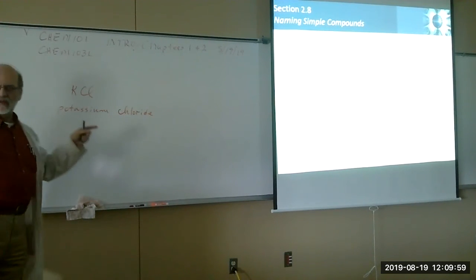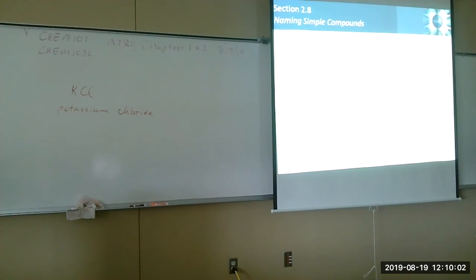That brings up another point. We mentioned that these symbols were either single letters or a capital and small. Most of them bear resemblance to the English name for the element. Some of them don't. Some of them are derived from the Latin. Potassium is one of them. Okay, there's no K in potassium. That's because the Latin for potassium is kalium with a K. There are others like that. Sodium, natrium.